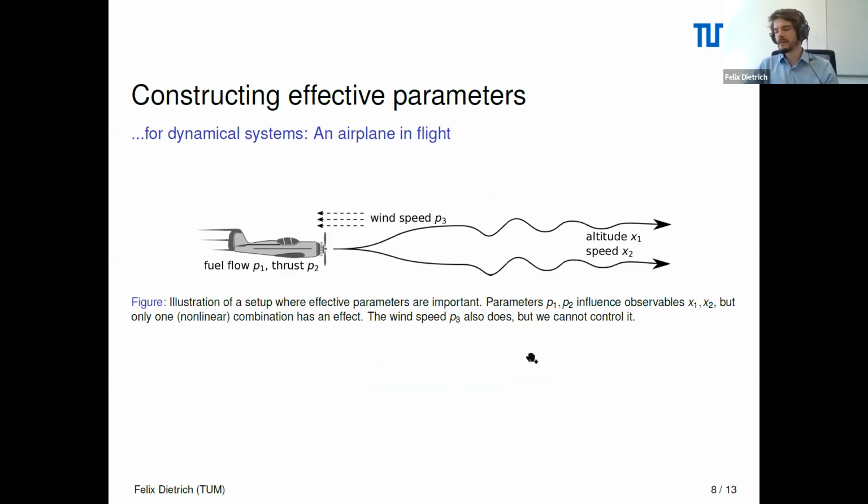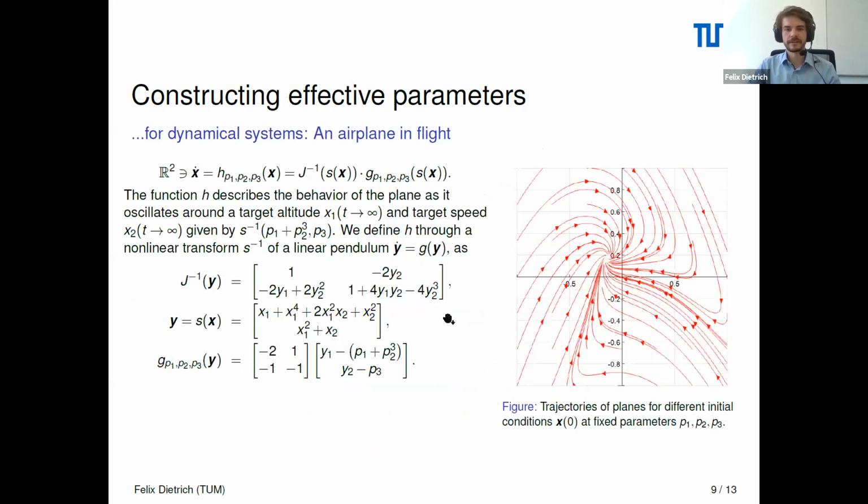And if we then go to our little airplane example again, and now formulate it as a dynamical system, I must say I'm a mathematician, so I'm not really fond of very large, complicated examples. So this is a very simple example. It's actually just a linear pendulum parameterized by these three parameters: thrust P1, fuel flow P2, and then the unknown wind speed P3. And then we made it a little nonlinear.